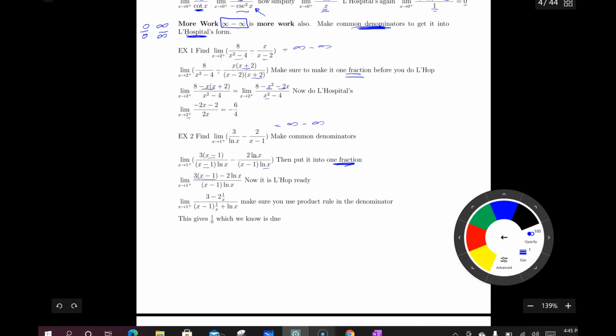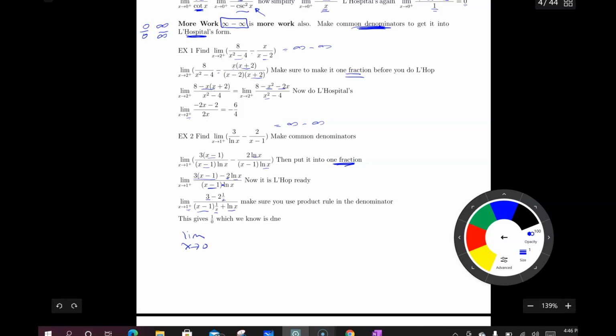The derivative of this, the derivative of 3x minus 3, will just be 3. Carry the negative 2. The derivative of ln of x is 1 over x. Now take the derivative of the denominator, you see it. It's product rule. First times the derivative of the second plus ln of x times the derivative of this, which is 1. So then I'm going to plug in x equal 1. So I guess I didn't finish it. So let me finish it off here.